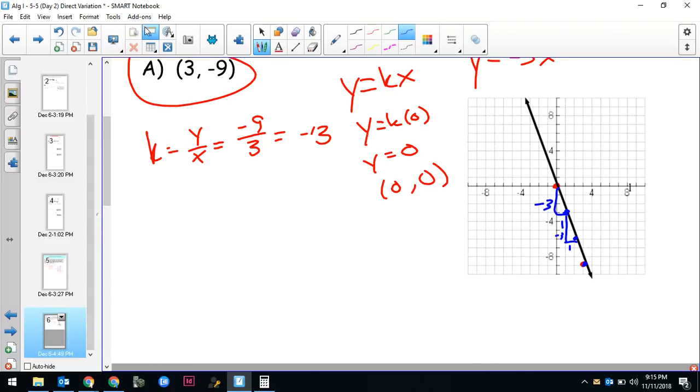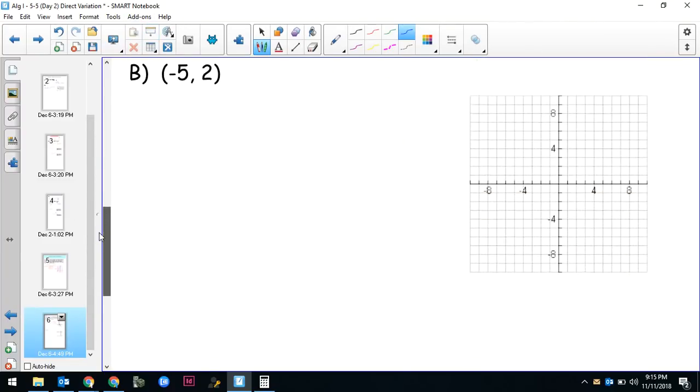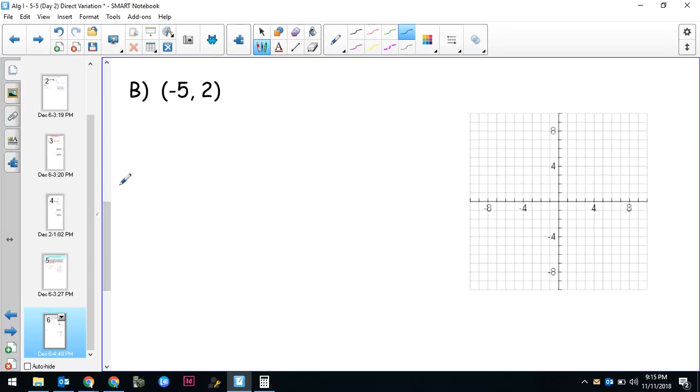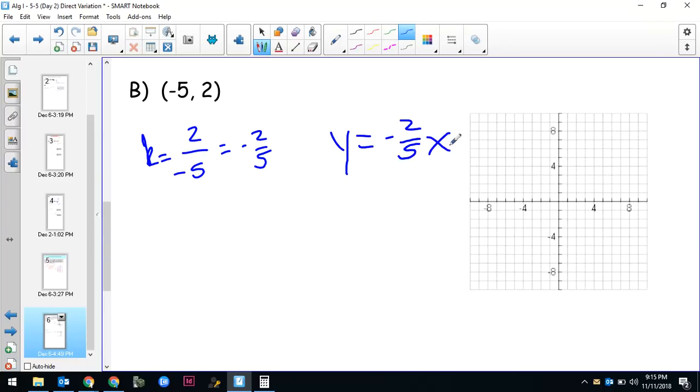Okay. I want you to pause and do it with this one. Try to do the whole process that we did. Okay, so the first thing that I did was I found my k value. K value is y divided by x. Okay, -2/5. So my equation is y is equal to -2/5 x. We know that it must go through point 0, 0, and I tell you that it's going through point -5, 2. So there is my line.